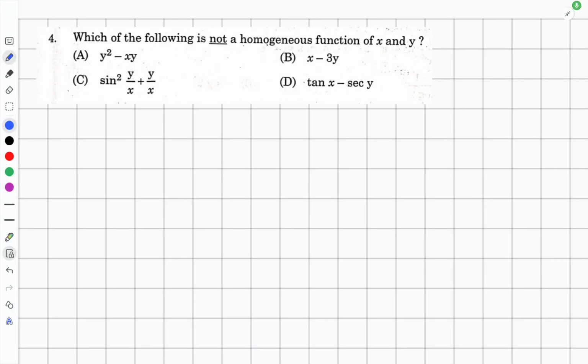One is also a very good question. So we are given 4 options and the question says which of the following is not a homogeneous function of x and y.